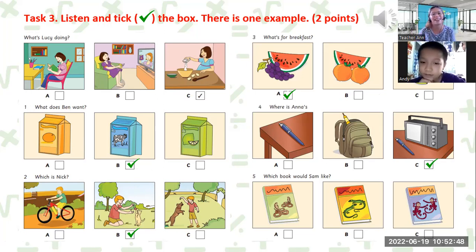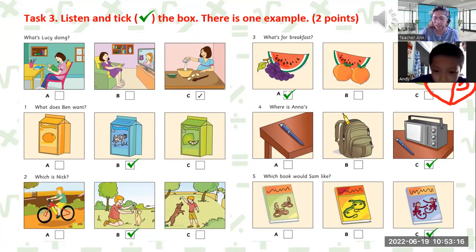Which book would Sam like? What is that book? C. Crocodile or monkeys? Okay, yay, five, perfect, great job. Wow, perfect again, very good boy. Okay, you're so smart, you didn't tell me you're smart. Okay, that's five. Sorry, teacher doesn't have much space here. Next move, yay, very good, Andy.